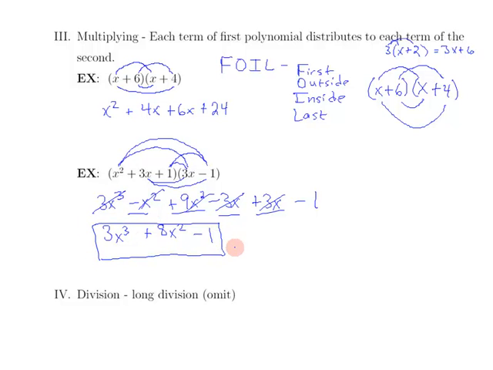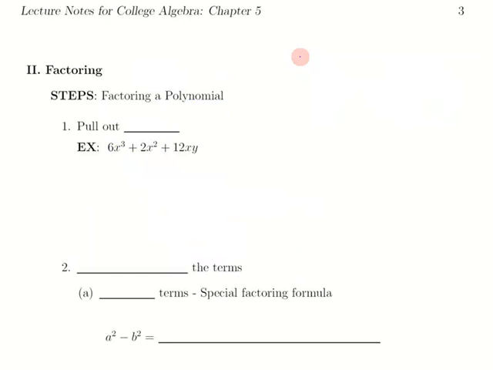That's done. The last operation that we could consider is division, but we're going to omit that now because we don't really need it for Chapter 6, and in fact we're going to cover a little bit of division in Chapter 6. So let me leave that out for now and move on to the next topic. Ready to tackle the issue of factoring.